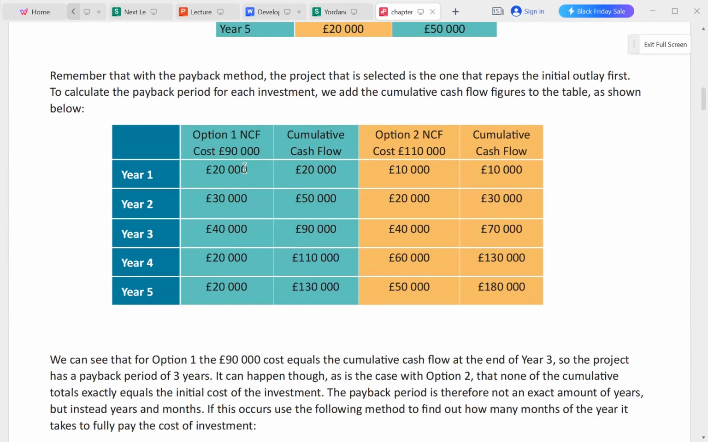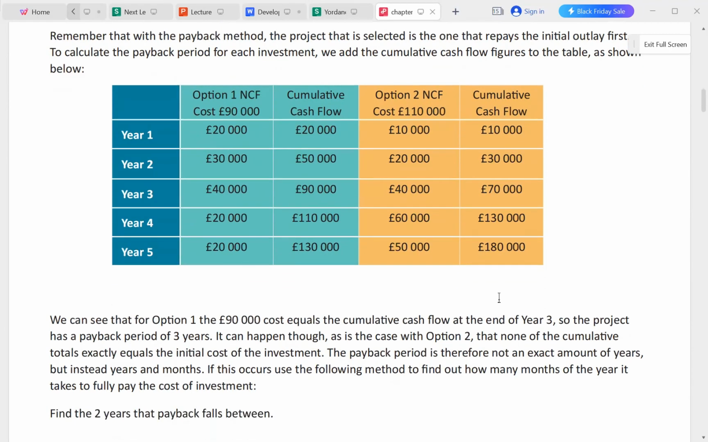And you're coming here adding 20,000, 30,000, 40,000, 20,000, it gives you 110,000. And you add all 5 years, it gives you 130,000. And in the 110,000 investment scenario, imagine there's a year 0 here, so 0 plus 10,000 is 10,000, then you add the two of them, it gives you 30,000. Then as you go to the third year, you add all 3 years and it gives you 70,000. Then you add all 4 years, it gives you 130,000, and for all 5 years, it gives you 180,000.